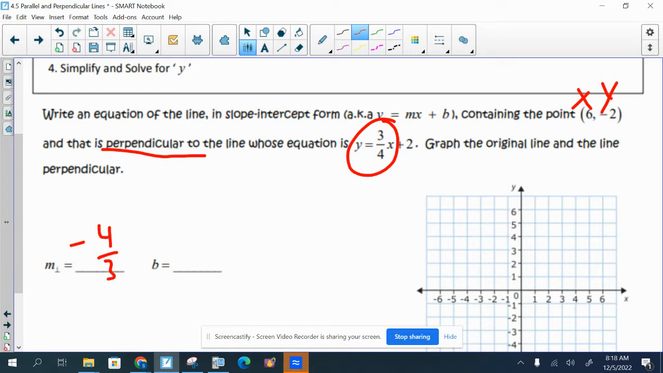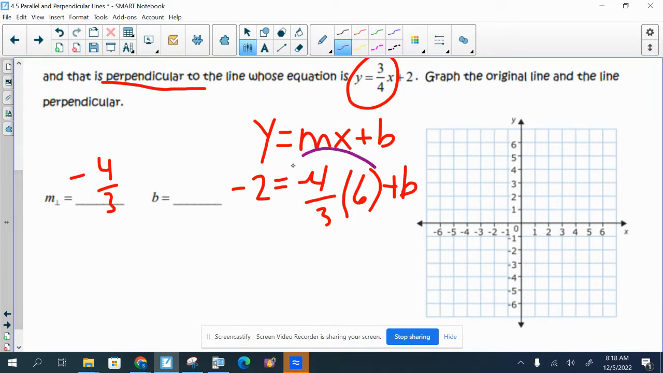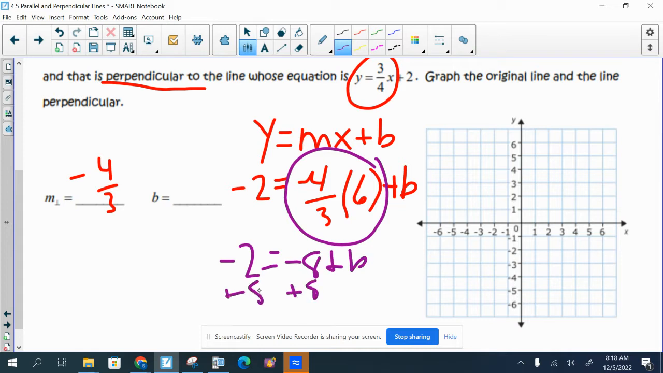And then to find the b, you're going to plug in your givens to y equals mx plus b. So the y we said was -2. The m is -4/3, and the x is 6 plus b. So then we simplify this part. So that would be -24/3, which is -8. So -2 equals -8 plus b. Add 8 over, and you get 6. So b is 6. And then make sure you write the final equation. So I would say y perpendicular equals -4/3 x plus 6.